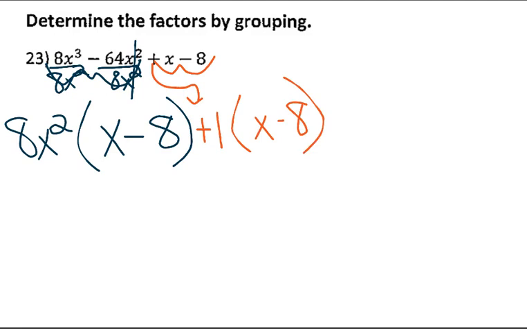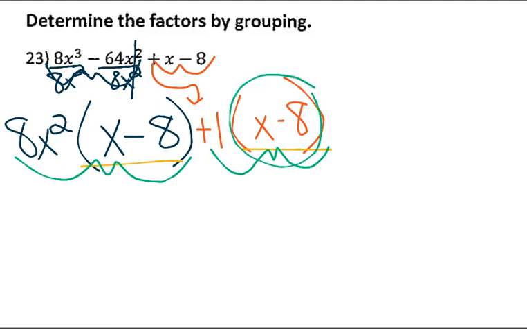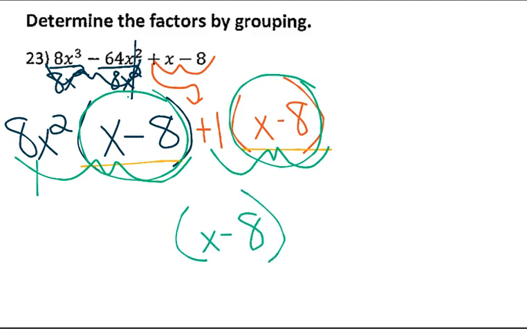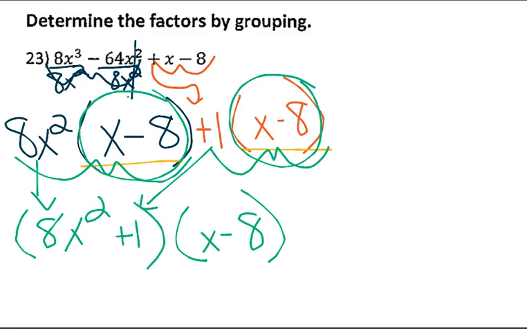Now, in order for grouping to work, your factors must be the same, and your x minus 8 and your x minus 8 have to match, because you're really going to take a GCF out of these two terms. And you notice they both have an x minus 8 in common. So we're going to take out the x minus 8 that's in parentheses, and we're going to put together what is on the outside, 8x squared and the plus 1. So that is how you factor by grouping.